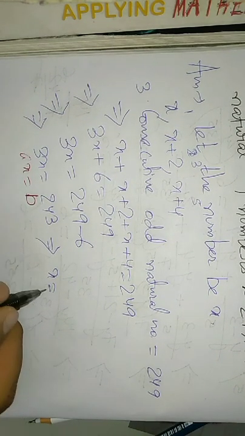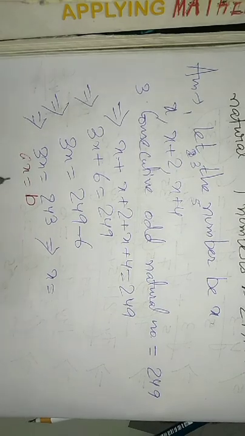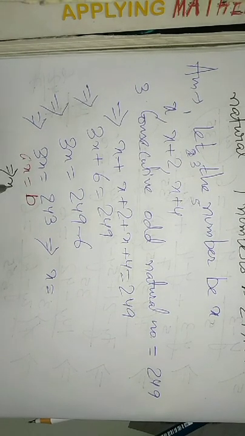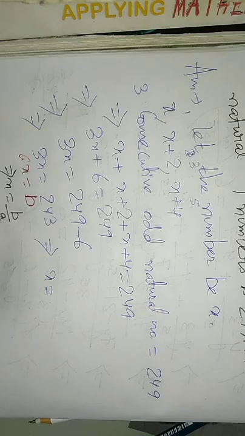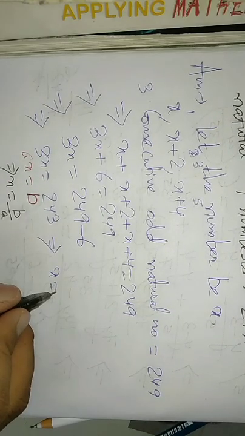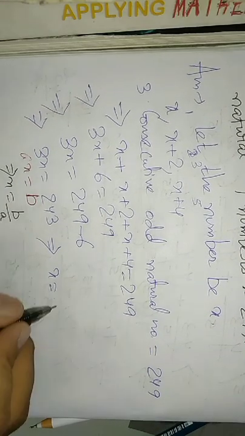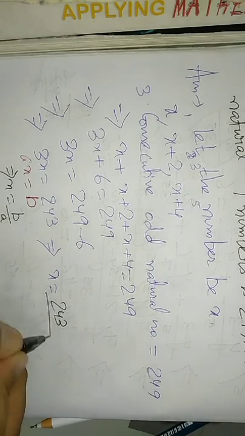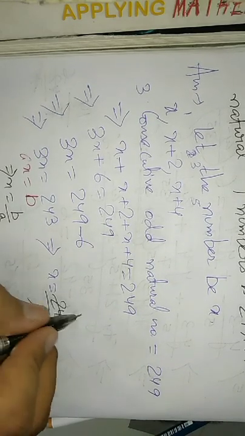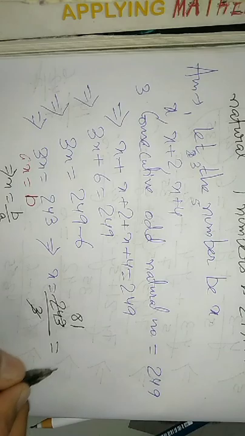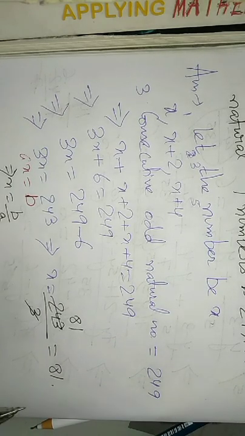So ax is equal to b, so x is equal to b by a. What is b? 243. What is a? 3. So 3 8s are 24, 3 1s are 3. The value is 81. Your value of x is 81.